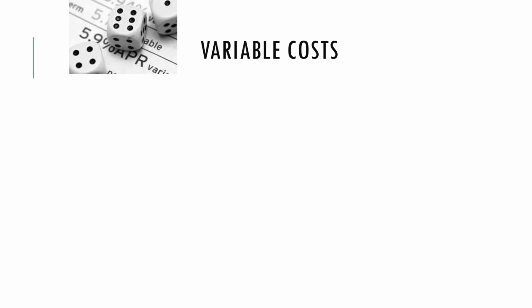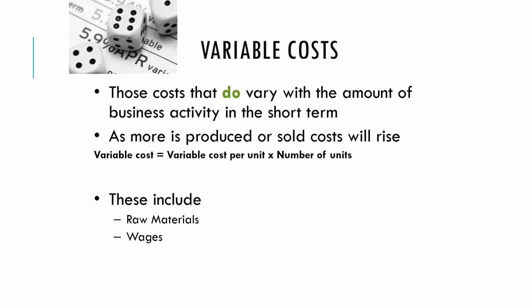Variable costs. Variable costs are different. Variable costs do vary with the amount of business activity. So they do change as you sell or produce more units. And this is an important formula that we need to write down. Variable costs equal the variable cost per unit times the number of units.